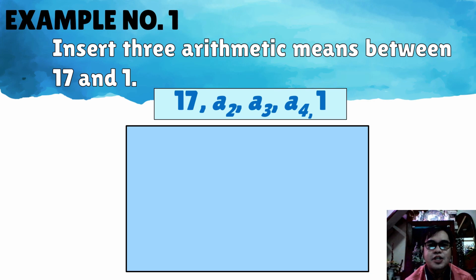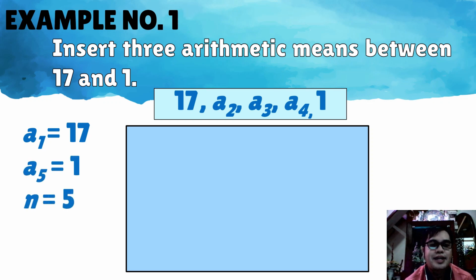In the given sequence, there are given values of the first term and the last term only. For the first term, or a sub 1, it is equal to 17. And for the last term, or a sub 5, it is equal to 1. And n is equal to 5 because there are 5 terms in the sequence. But we don't know what is the common difference of this arithmetic sequence.